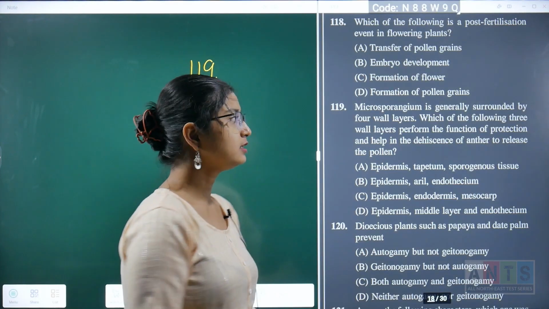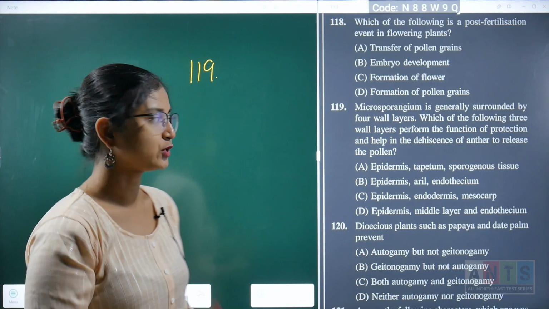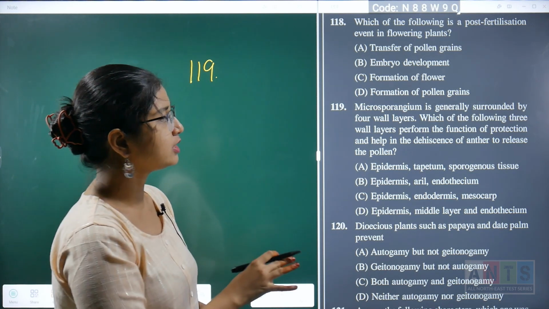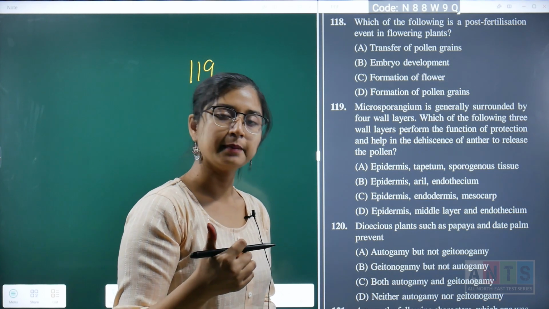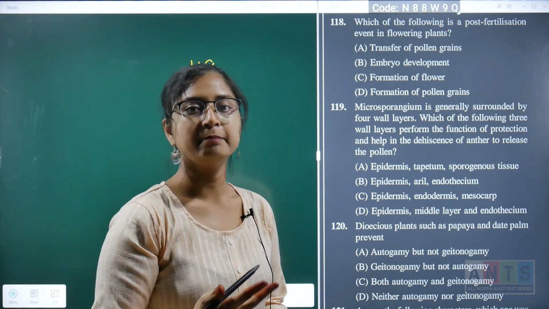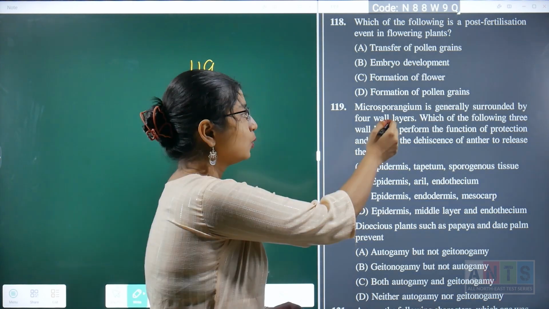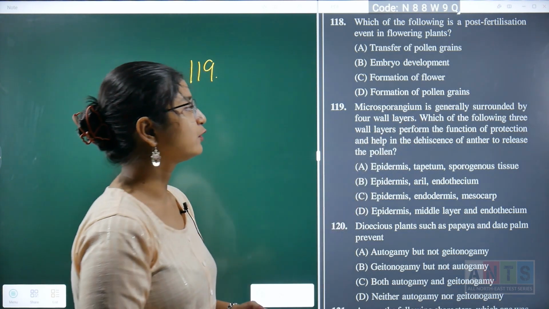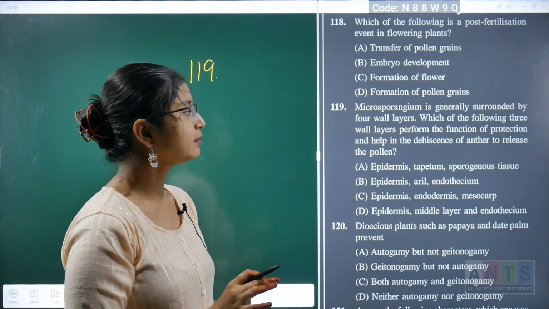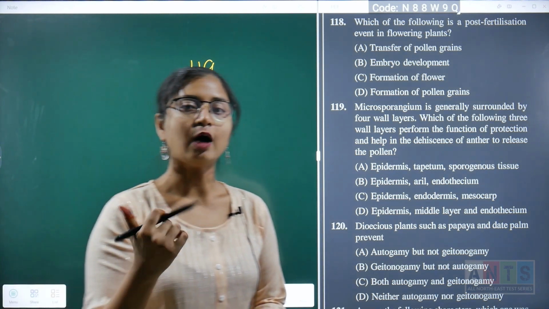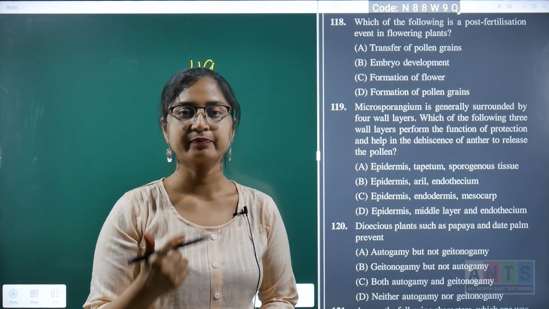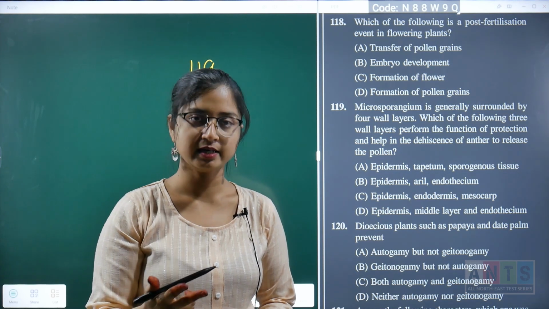Question 119, it's a description regarding microsporangium. So microsporangium is generally surrounded by 4 wall layers. What are these 4 wall layers? Epidermis, endothecium, middle layers and tapetum. Which of the following 3 wall layers perform the function of protection and help in the dehiscence of anther to release the pollen? So outermost layer epidermis, endothecium and middle layers.